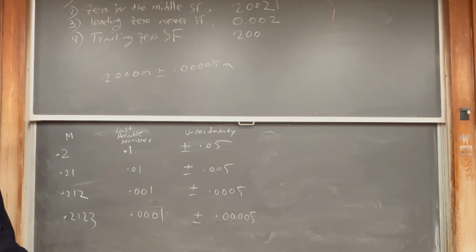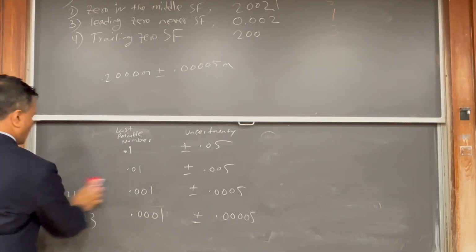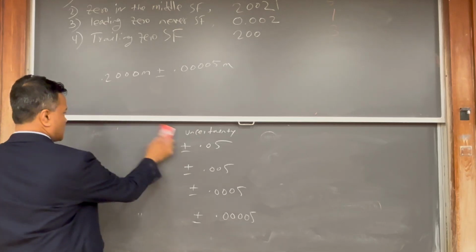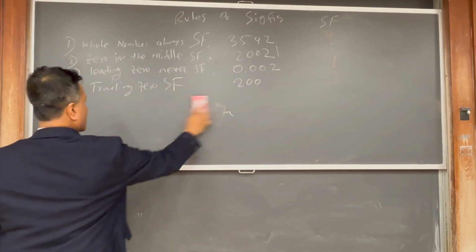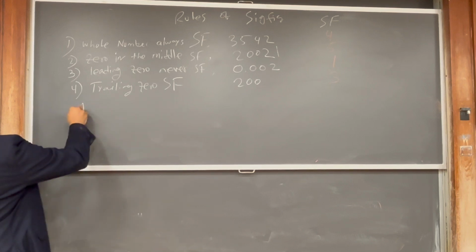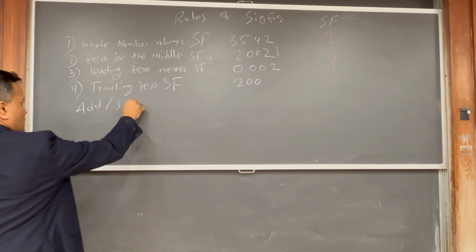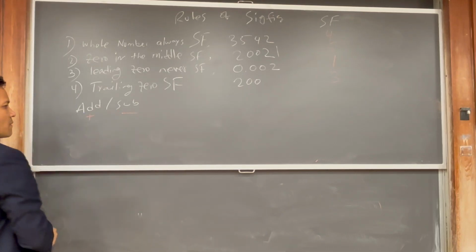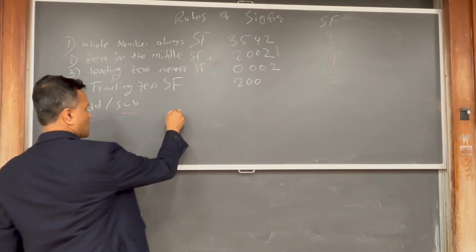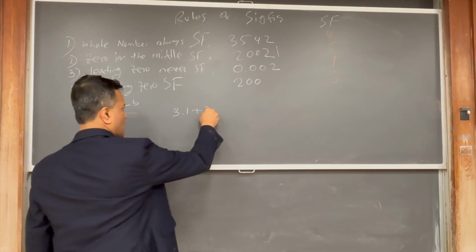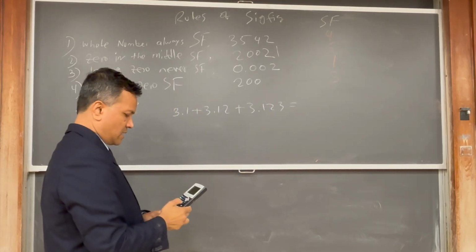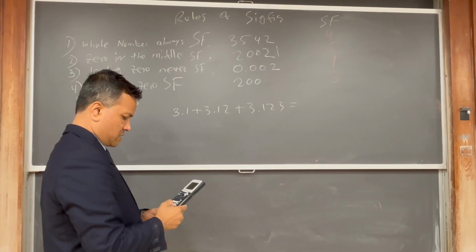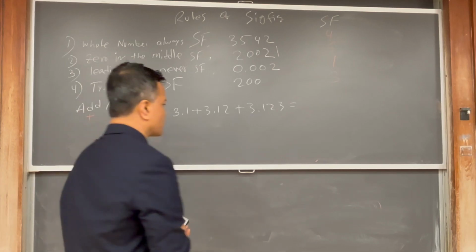Now, you're going to go to the next rule, and that is the addition and subtraction, multiplication and division rule. So, the addition and subtraction rule. Let's start with an example. 3.1 plus 3.12 plus 3.123. Okay, so what is that? Our calculator gives us 9.343.